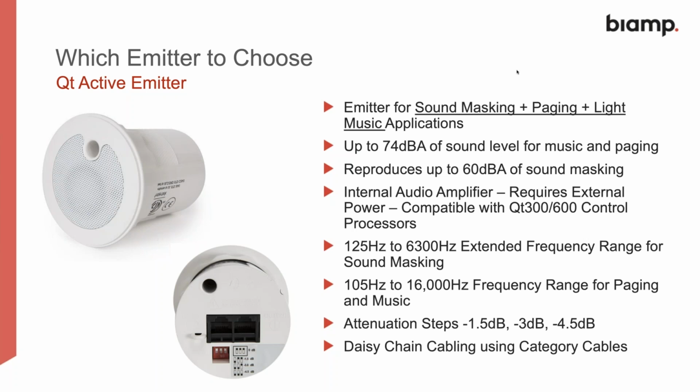masking of 125 Hertz to 6.3 kilohertz. In the music sense, it's 105 Hertz to 16 kilohertz, which is actually very high quality for voice and music, and it's a very useful substitute rather than having to put in PA speakers separately. Again, these are daisy chained from one to the other using category cables, and on the rear you'll see those dip switches for the attenuation steps of, in this case, 1.5 dB, 3 dB and 4.5 dB.